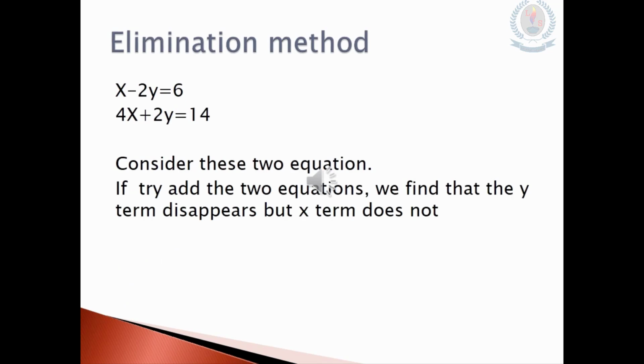Consider these two equations. x minus 2y equals 6, 4x plus 2y equals 14. If we try to add the two equations, we find that the y terms disappear but the x terms do not.